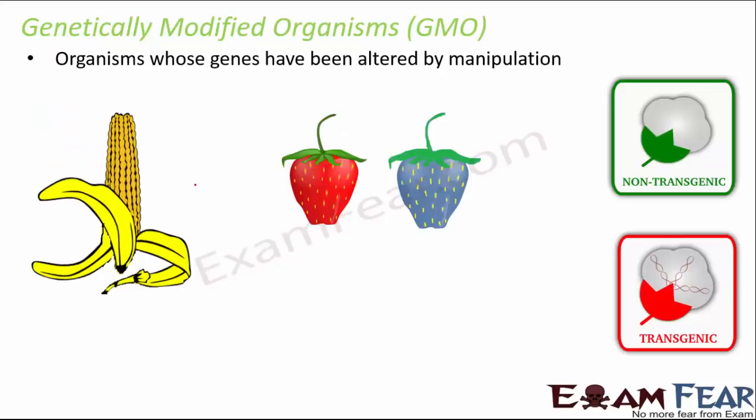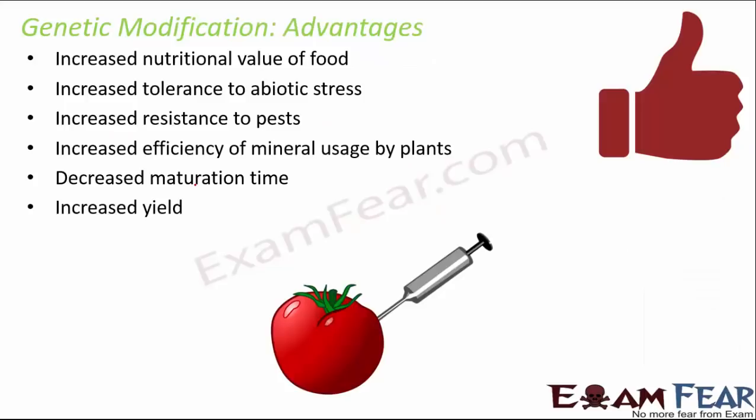Now, the moment we talk about genetically modified organisms, these are organisms whose genes have been altered by manipulation. That's what we have been discussing in biotechnology as well. There are certain advantages of genetic modification. For example, it increases the nutritional value of food because we have the desired nutrients present in the food. Increased tolerance to abiotic stress, increased resistance to pests, because of which the plants might survive for a longer period of time. The productivity is also more.